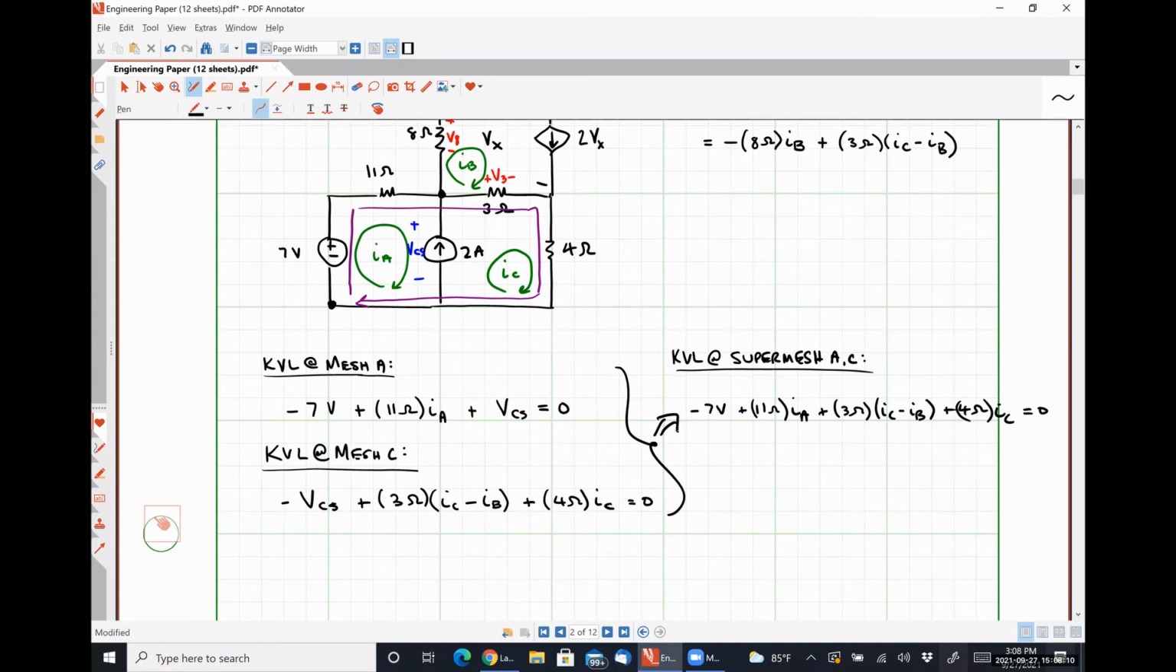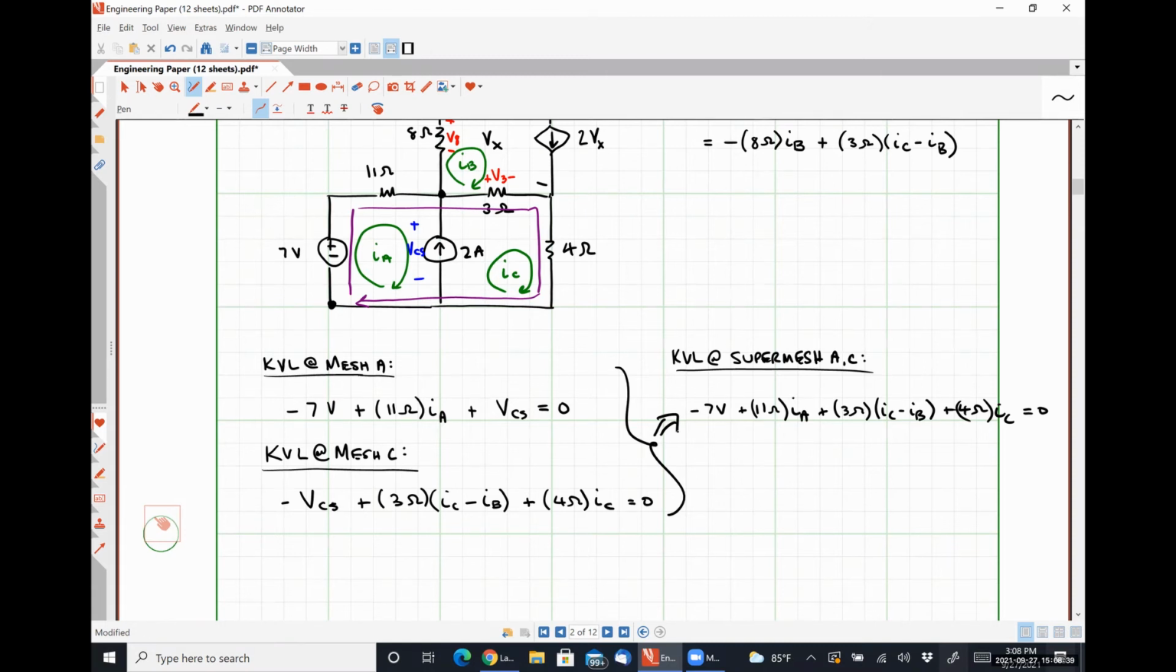So, Destiny, I'm going to pick on you because I didn't pick on you the other day. What do you feel like the current relationship equation should be for that 2 amp source in the middle? Any thoughts? What are the two meshes that are touching? What are the two mesh currents that flow through that 2 amp source? IA and IC, absolutely right.